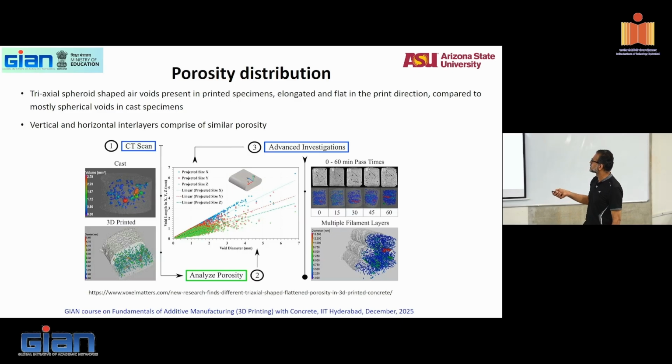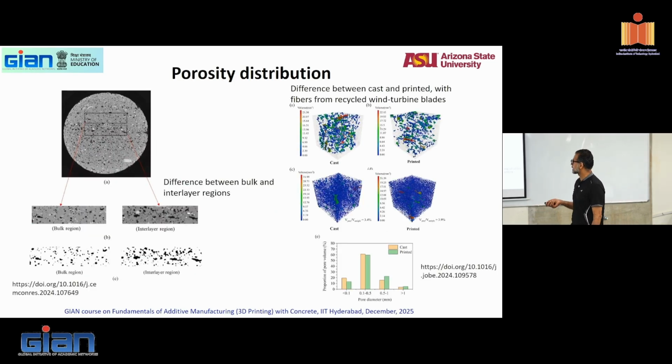There is a lot of advanced work with CT scanning. CT scanning instruments are fairly common. Pretty much every university has one these days, and you can do some interesting work with those kinds of tests. Again, the difference between bulk and interlayer regions: if you take a piece like this, you will quickly identify where the interlayer is. And remember ImageJ that we showed you? These are all ImageJ images.